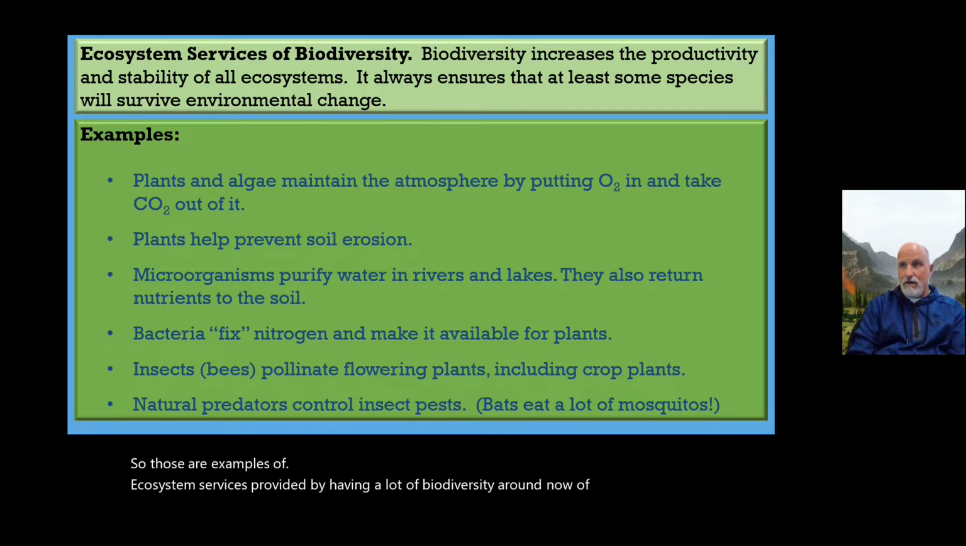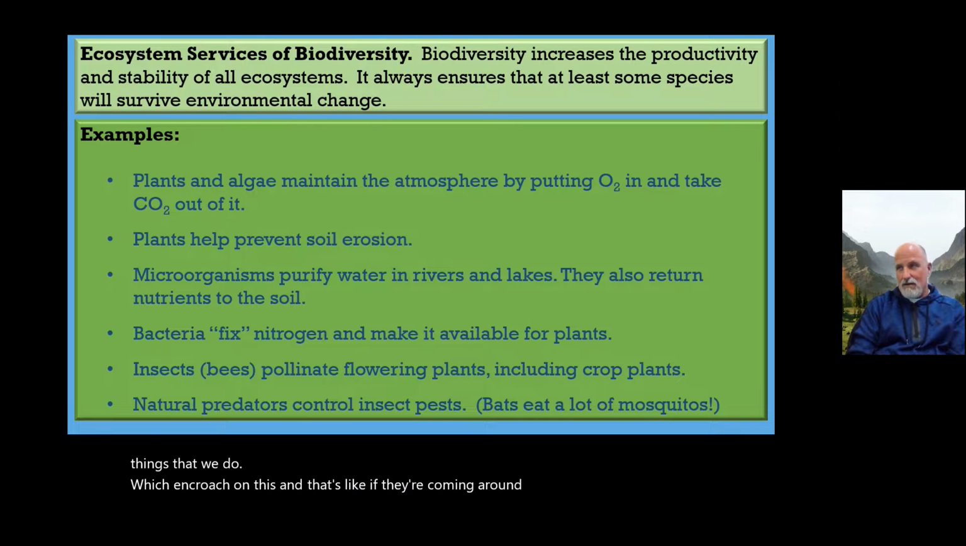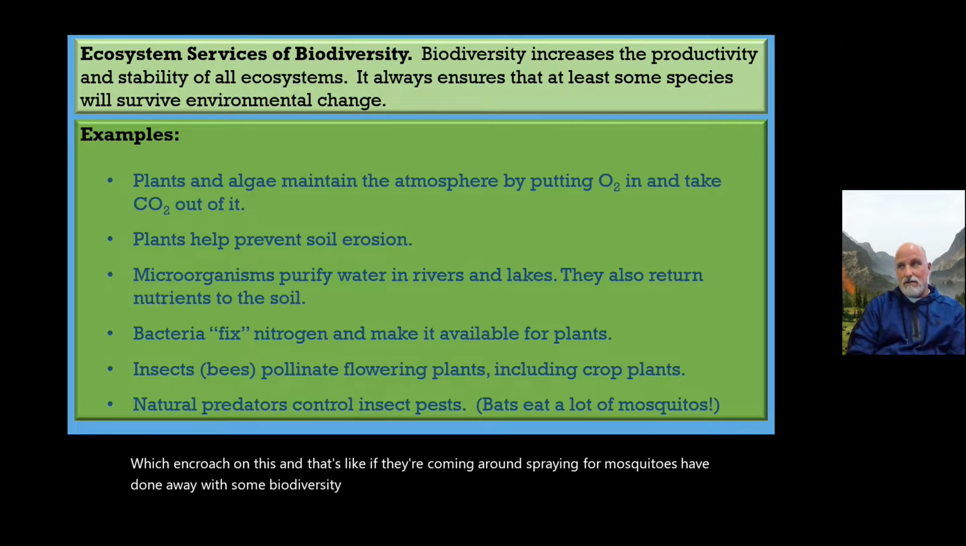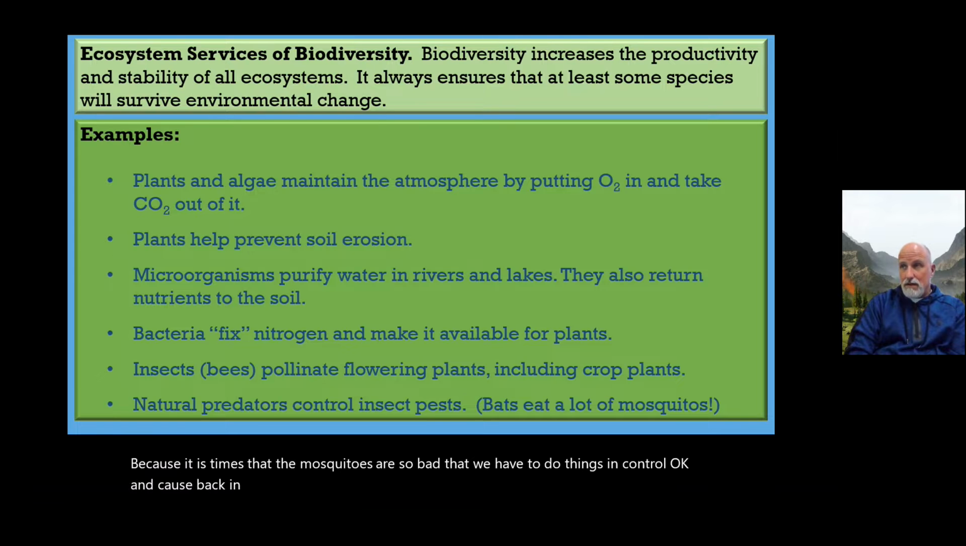Now, of course, there's things that we do which encroach on this, like if they're coming around spraying mosquitoes, they're doing away with some biodiversity on you. Kill the mosquitoes, you're also hurting the populations that feed on the mosquitoes, like the swallows or the bats. Okay, so it's some things to think about and what you want to tolerate, because there are times that the mosquitoes are so bad that we have to do things to control them. Okay, and because back in time, of course, the mosquitoes carried things like malaria.